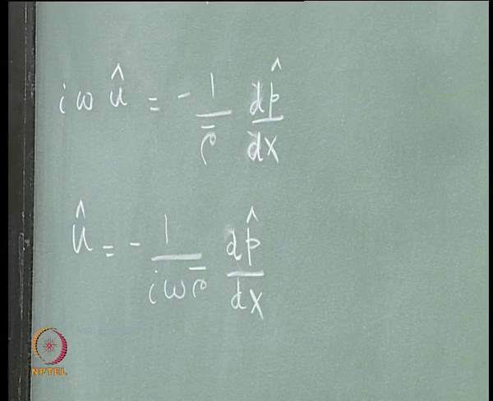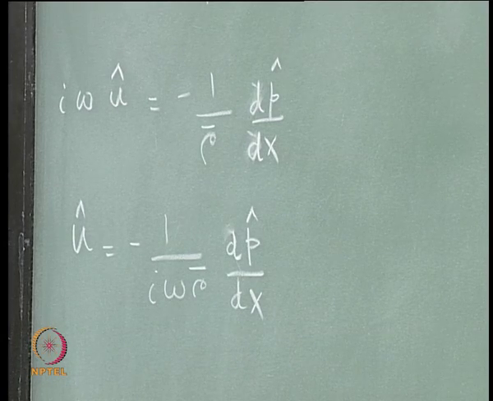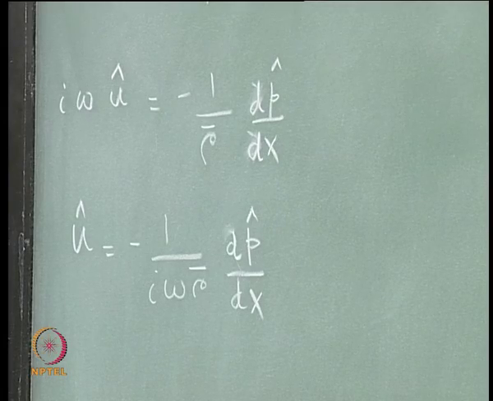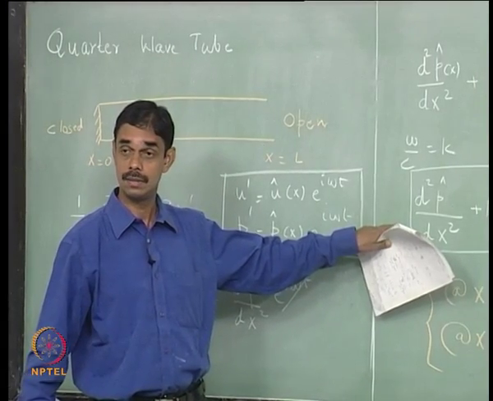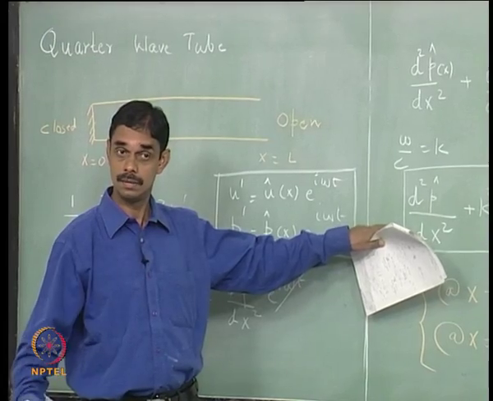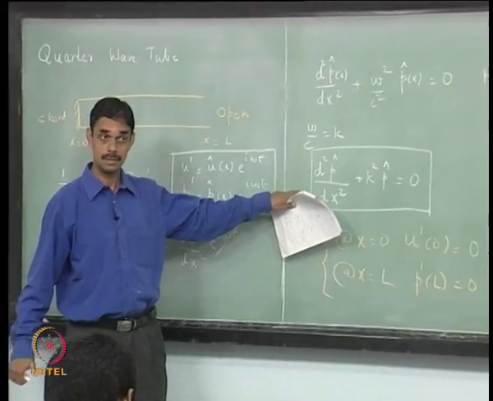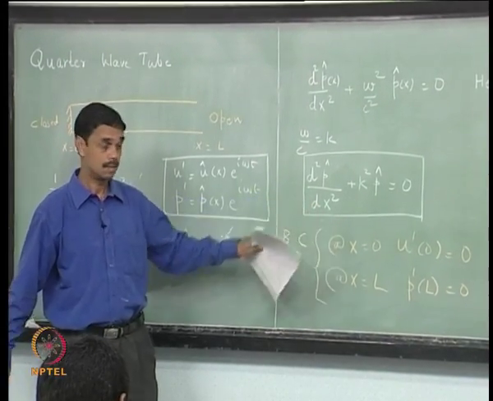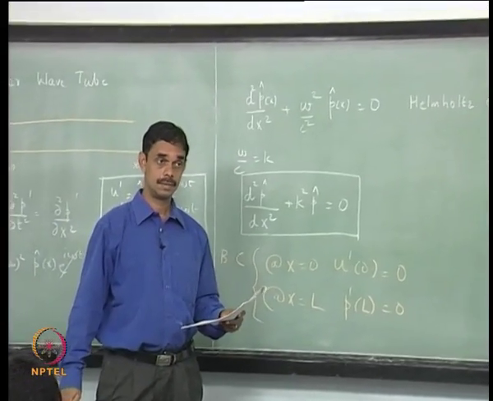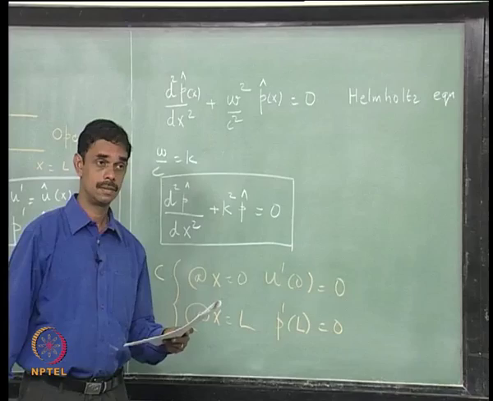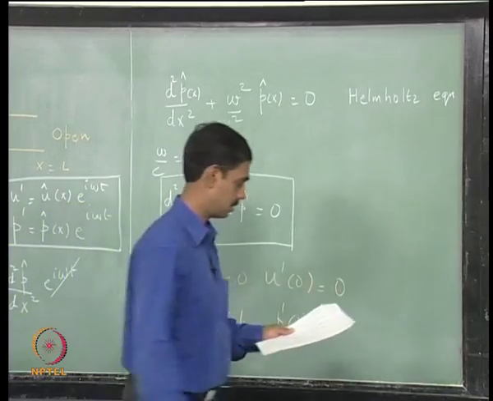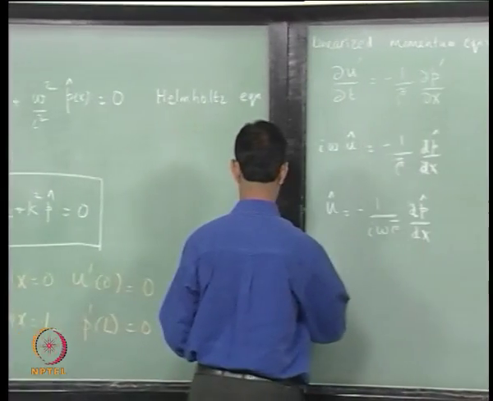So let us now try to write the solution for this differential equation. What would be the solution for this differential equation? p cap is a into e power of ikx plus b into e power of minus ikx. Okay, so let's write that.